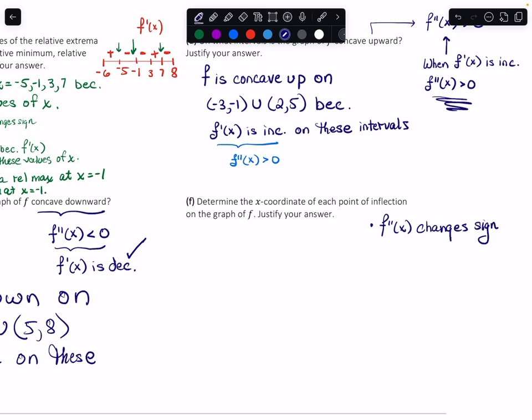And I actually don't even care which way it changes sign. The sign just needs to change. It's different from maxes and mins. There is no maximum point of inflection or minimum point of inflection. It's just a point of inflection.